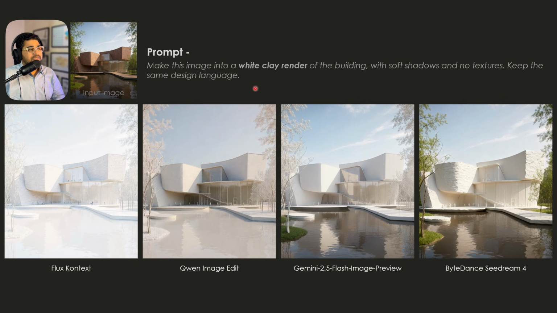Now for the next one, I said white clay render with soft shadows and no textures. Okay. Although I like the output from Seedream, it has added a lot of texture to the building, so I did not like it. With NanoBanana, I don't know why there is this green patch. So that is why QwenImageEdit wins. Again, with FluxKontext, it has added or retained the brick pattern. If it had not retained it, we would have given the win to both Flux and Qwen.